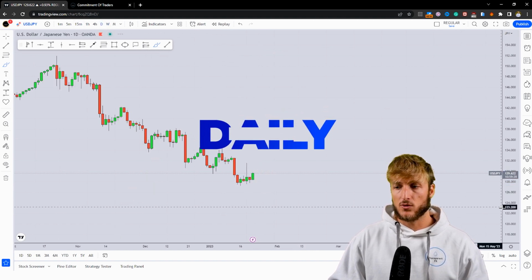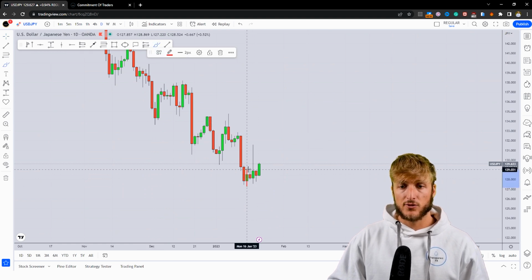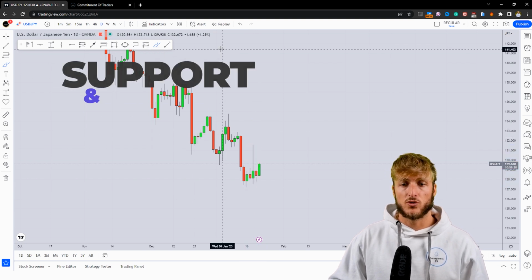Dropping down on the daily, what do we see? Now, from a daily perspective, we can in fact see how for the last few days, the market has just been moving in between this previous support and resistance.